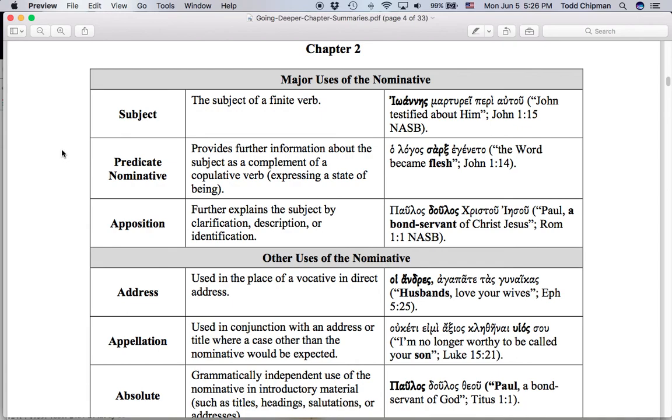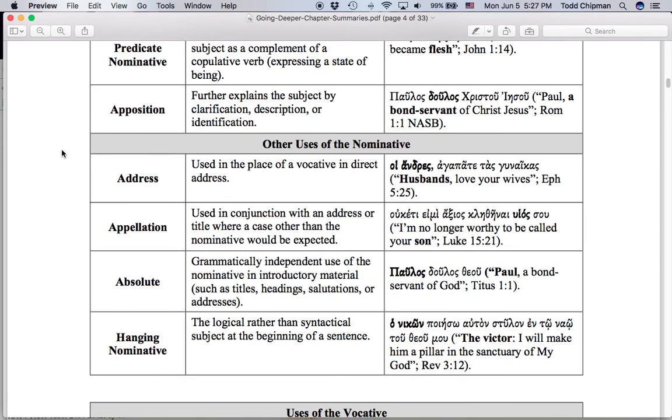And this is a category that is exegetically significant and can be helpful for us. We'll notice this in Colossians as well in a few moments. So those are the major uses of the nominative. Then there are some other uses of the nominative. These are less grammatically tied to the sentence itself or to a verb and its clause. You'll notice this as we progress here.